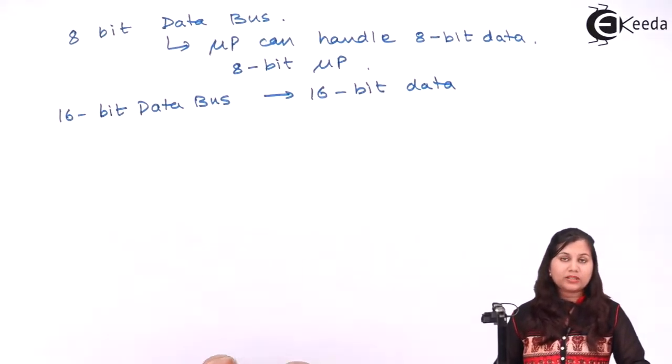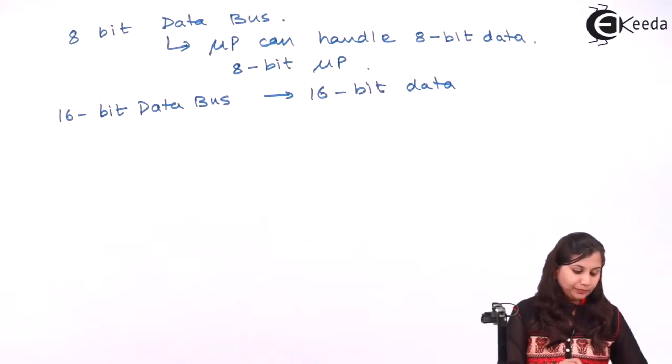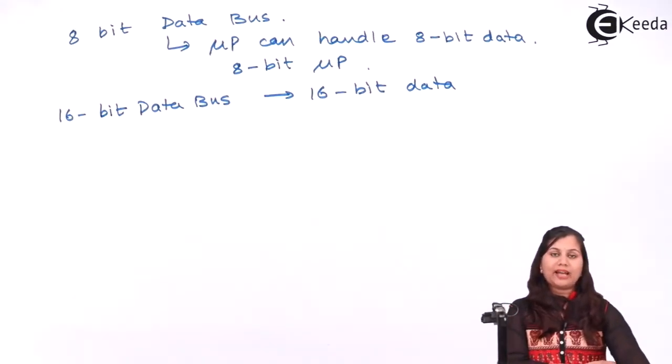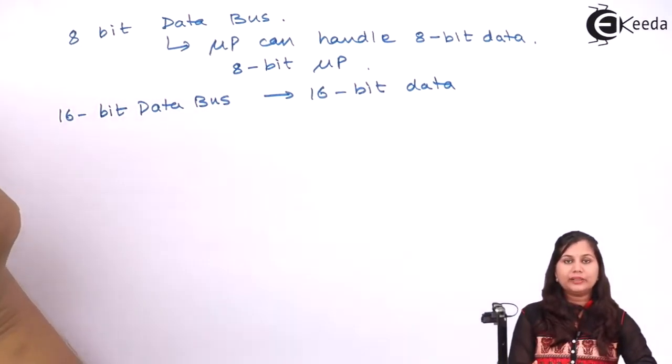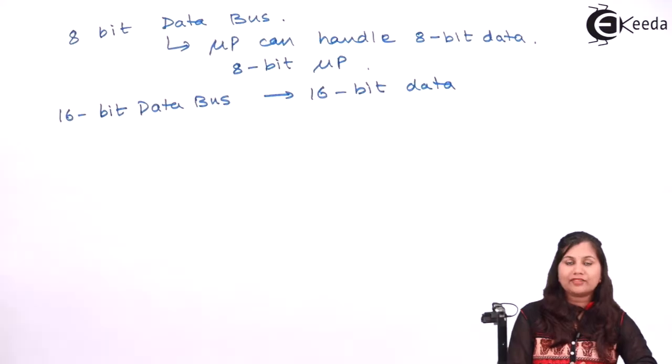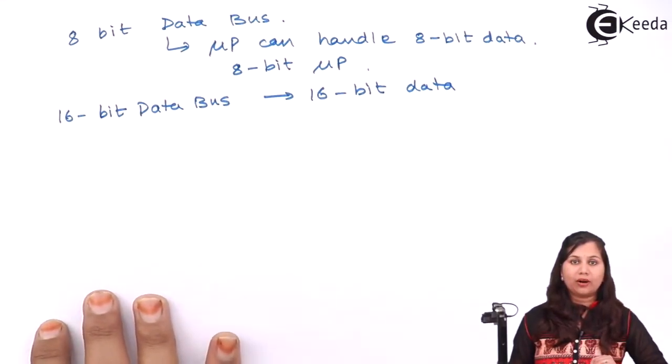So this was about the buses of the microprocessor. We have studied that the microprocessor has various components: the arithmetic logical unit, the control unit, the register array, the memory, and the buses, which are the communication links between the various components. So this was all about the microprocessor components.